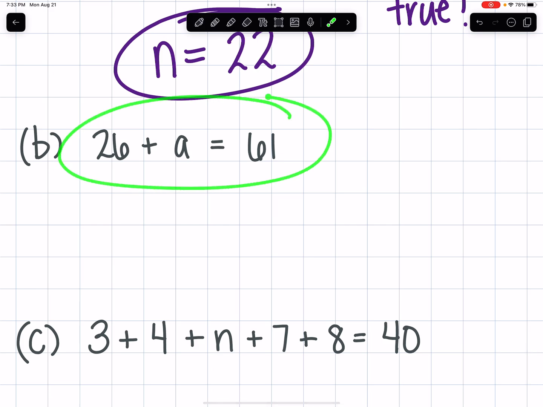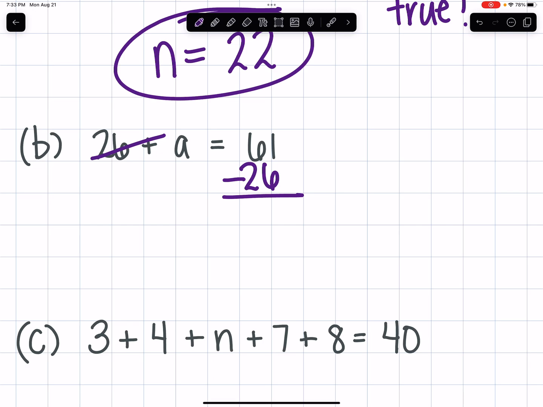Let's move on to this one. 26 plus a is equal to 61. Now we know the concept already. All we do is subtract 26, the other addend, from 61. And I'm going to get a is equal to whatever this answer is. Okay? So here we're going to have to borrow. 1 minus 6, you can't do that. So we're going to borrow from the 6, make that a 5. And then 11 minus 6 is 5. 5 minus 2 in the tens place is going to be 3. So a is equal to 35.